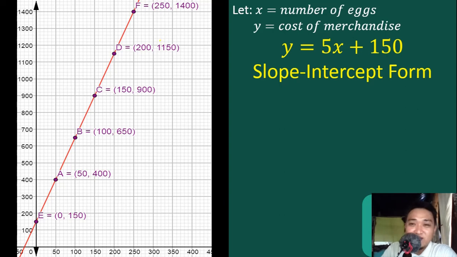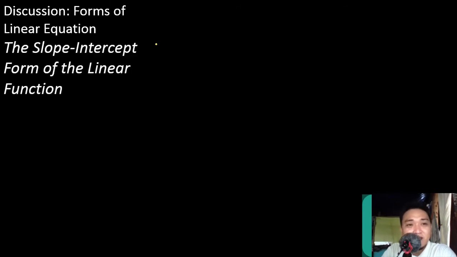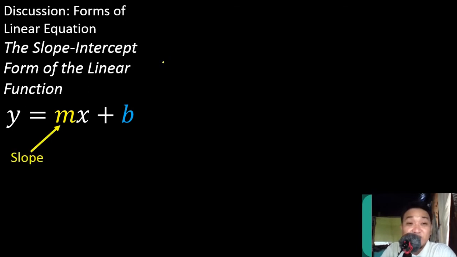Etong y is equivalent to 5x plus 150 is in the slope-intercept form. Ito po yung tinatawag nating slope-intercept form. Ano nga ba yung slope-intercept form? So pag-aralan po natin. The slope-intercept form of a linear function is in the form y is equivalent to mx plus b. Yan po. Yung m, yun yung slope.